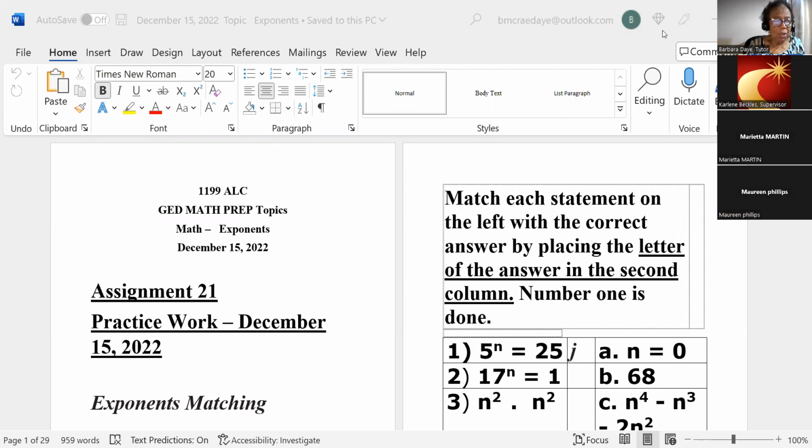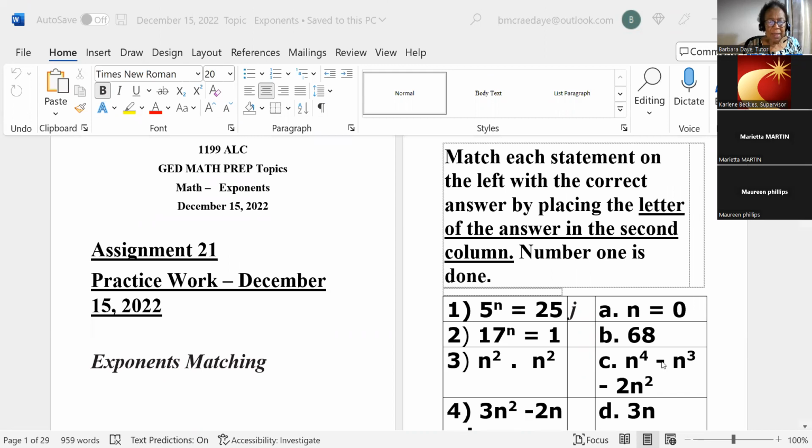We're starting with our practice work, and it was matching. I think you had the first three correct, right, Marietta? I sent you back results. Okay, let's look at it.